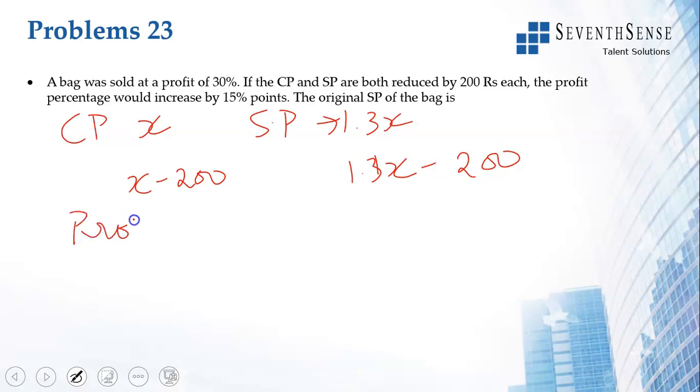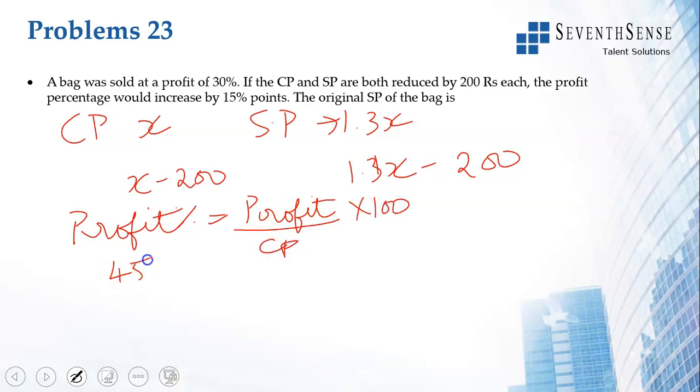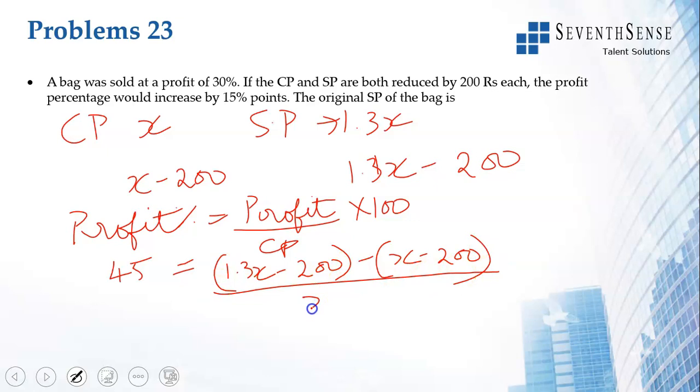So profit percentage is equal to profit by CP into 100. Here I've gotten that as 45. What is the profit? SP minus CP. 1.3x minus 200 minus of x minus 200, which is the CP, divided by x minus 200 into 100. Okay, now we'll have to simplify this.